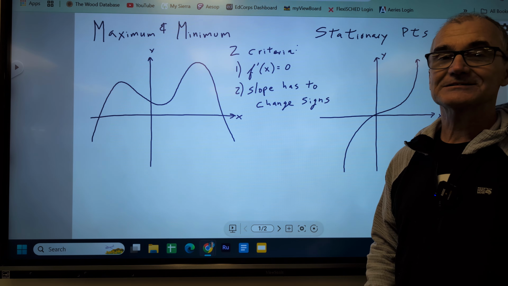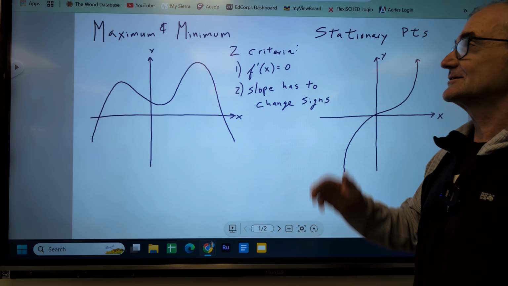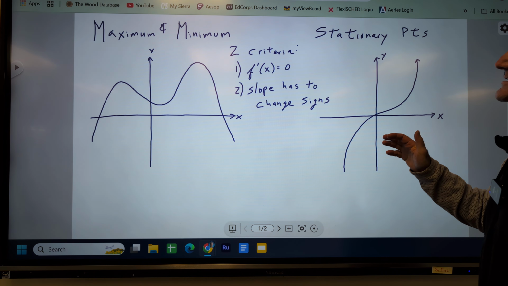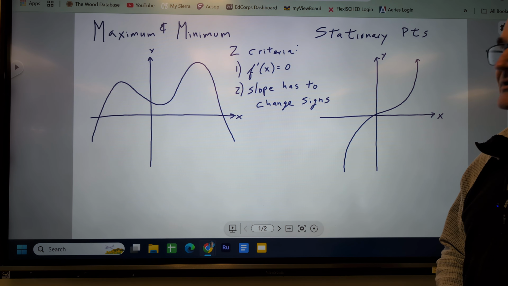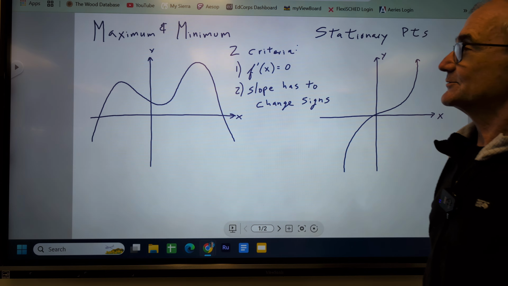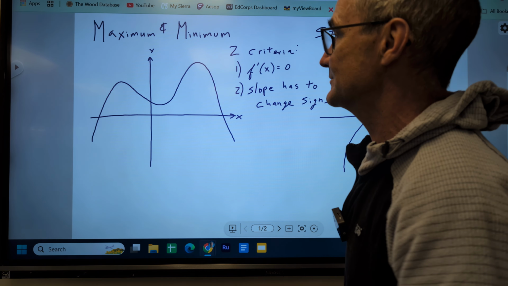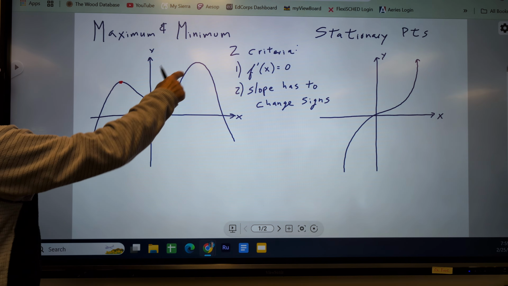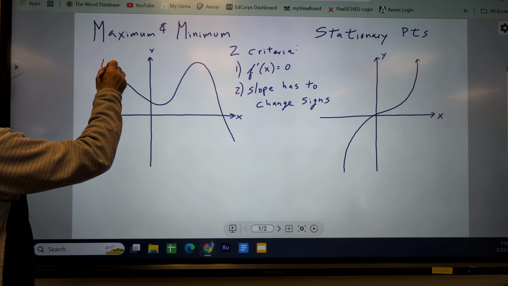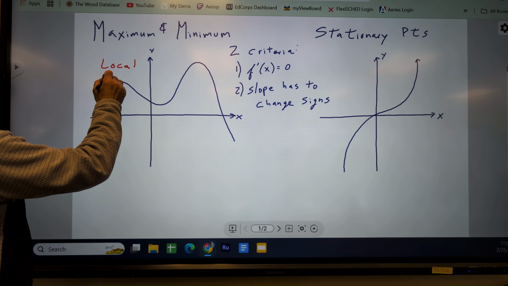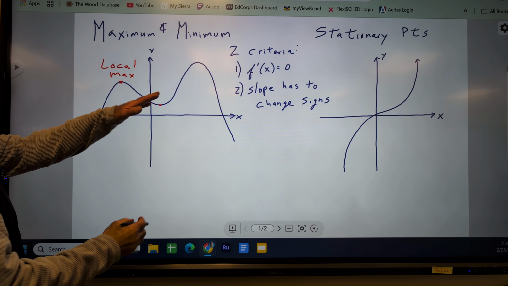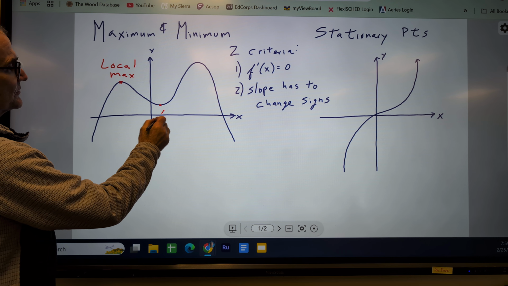Today we have a calculus idea looking at maximums and minimums, global and local, stationary points, and an example problem. So with the maximum and minimum, you could have a maximum right here, but not the absolute maximum. And this is called a local max. This would be a min, a low point in the graph. So this would be a local minimum.